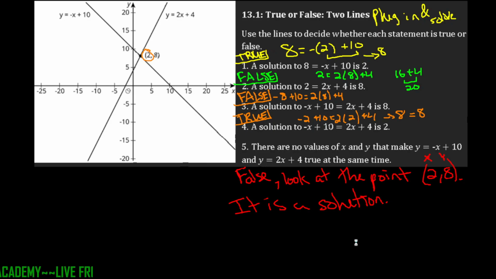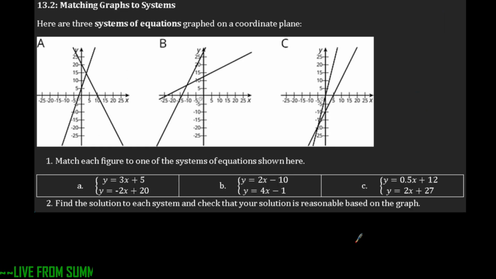For the next part, it says, here are 3 systems of equations graphed on the coordinate plane. So again, anytime you see the word system, it means more than one. We're just saying it's more than one equation graphed on the same coordinate plane. So notice how there are 2 lines on a graph in each of those. So it has A, B, and C, capital letters. And it says, first part, match each figure, meaning each of the pictures, to each of these systems. And again, I know it's a system because it has that bracket grouping them together.